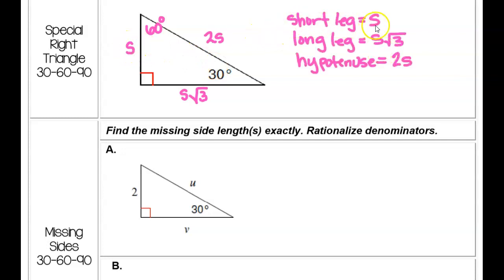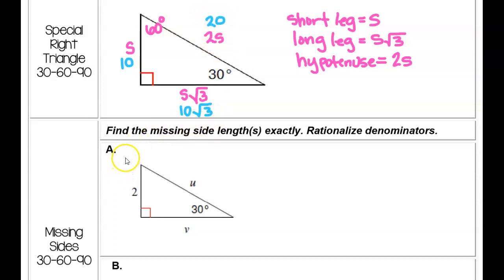So our short leg is labeled S. Our long leg is S root 3, which is the short leg times root 3. And our hypotenuse is 2S, which is double the short leg. So for example, if our short leg was 10, then our long leg would be 10 times root 3, and our hypotenuse would be 2 times 10, which would be 20.